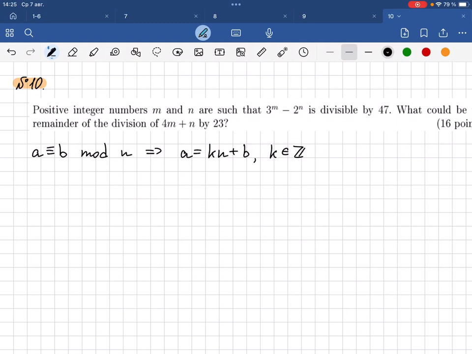So let's try some combinations of powers to better understand the task, and we need such combinations of m and n such that 3 to the power of m minus 2 to the power of n is divisible by 47.